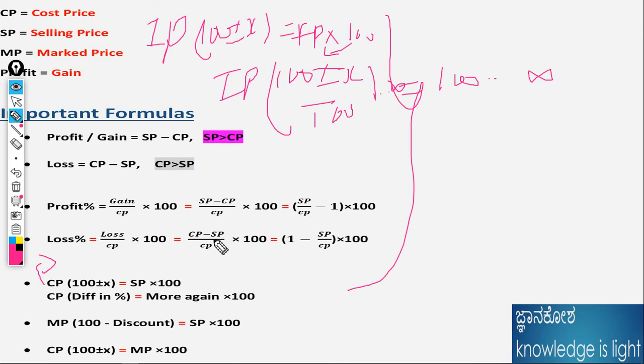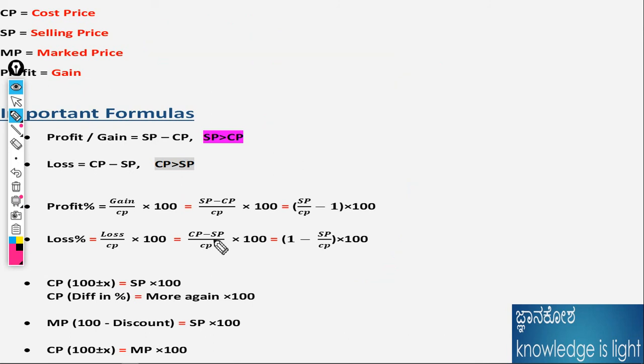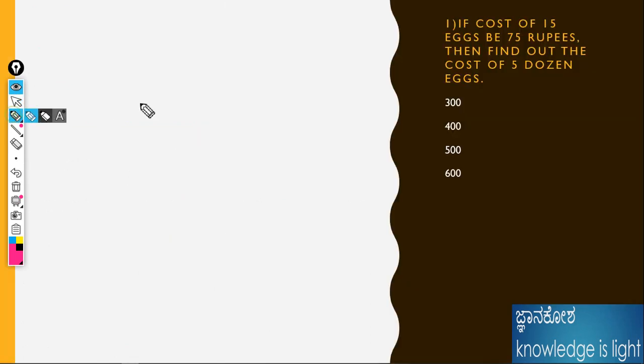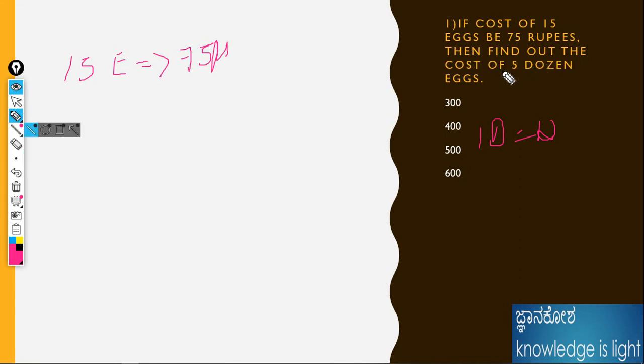I always remember it like this only, and I will take the problems here. Please see, and please also solve the unitary method video that I uploaded, which will be very helpful. The first problem I will take using the unitary method for better practice. If the cost of 15 eggs is 75 rupees, what is the cost of 5 dozen? We are already aware that 1 dozen is equal to 12. Therefore 5 dozen should be 60.